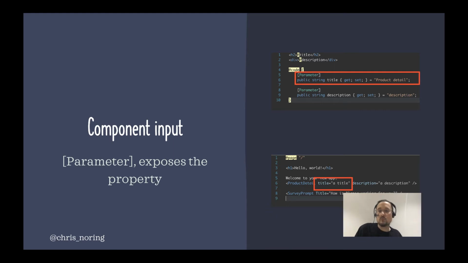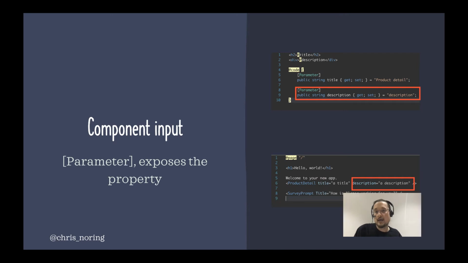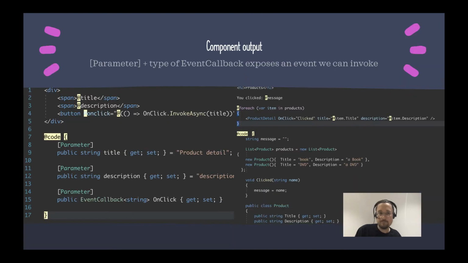Looking at the bottom, we see that we have a parent component that uses this, in this case, a product detail component, and it sets the title property to a string. And we have another property here in which it sets this description with a value as well. So that's a fairly simple example of a component input. It doesn't get much more complicated when you try to give it an entire object either.